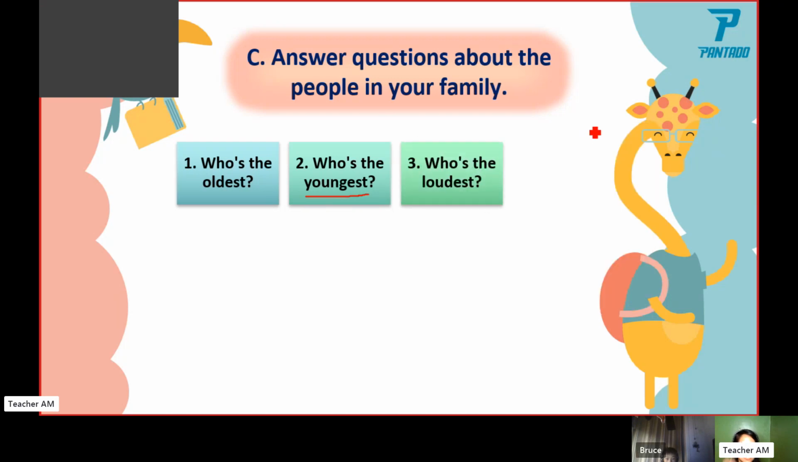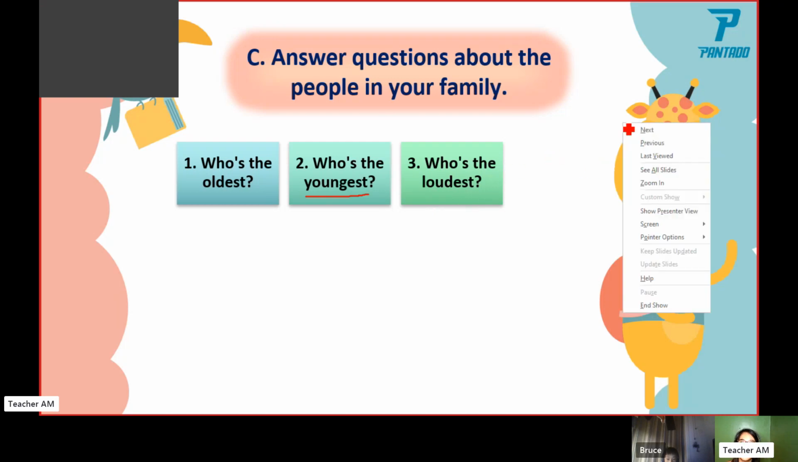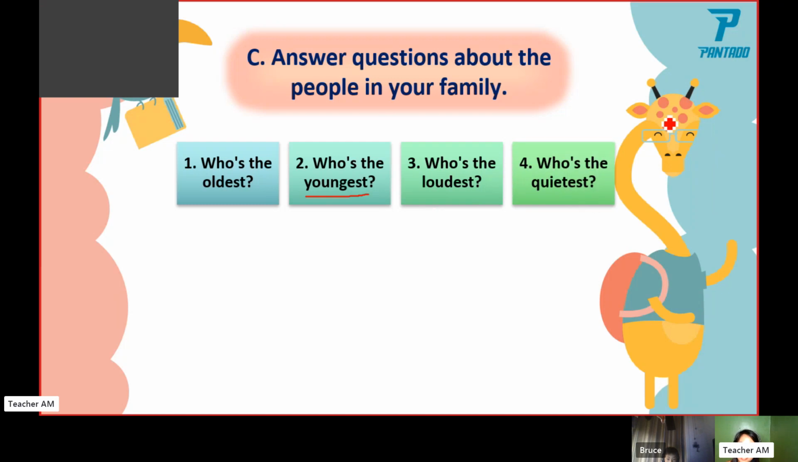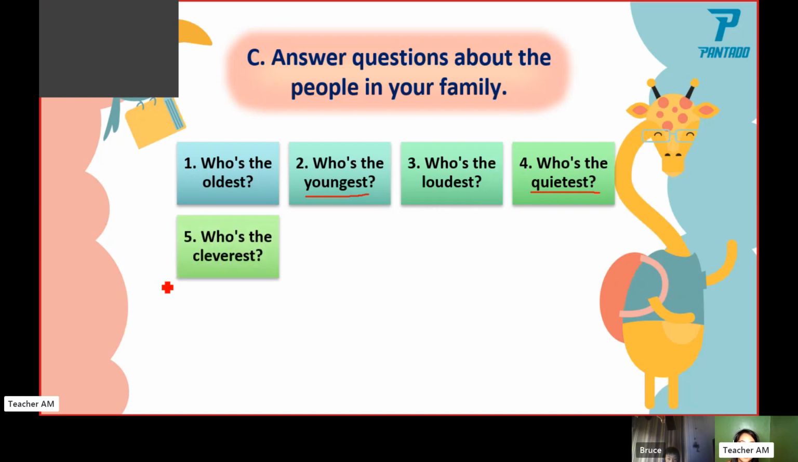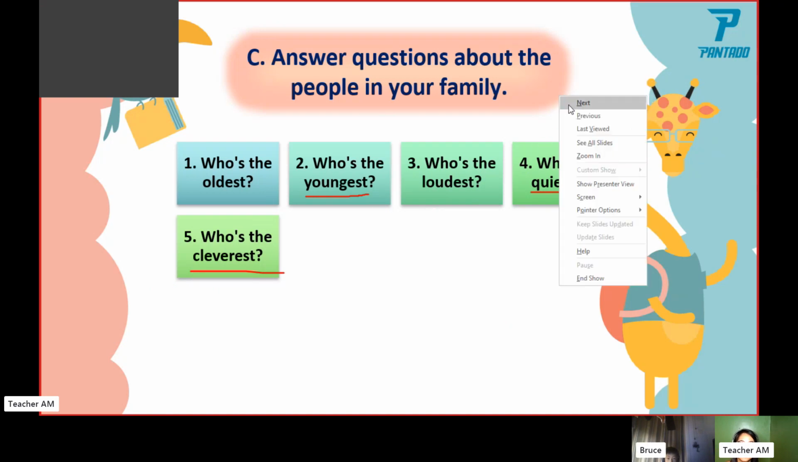So who is the loudest? Like, ah! Like that. Very loud. Okay. So now, who is the quietest? Me. Wow, you are also the loudest and you are the quietest? Okay. Who is the cleverest? That means smart. In my family, it's me. Very good.